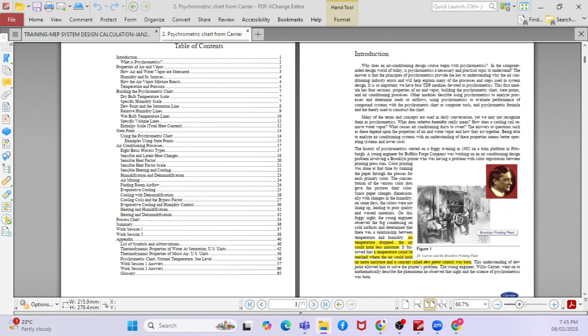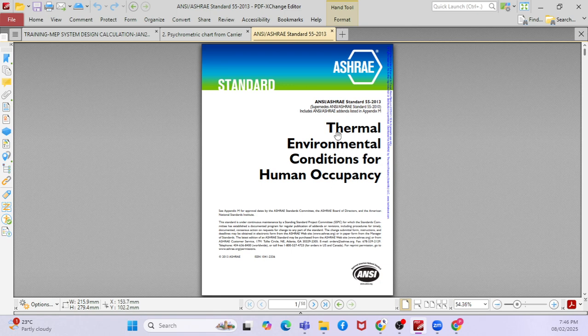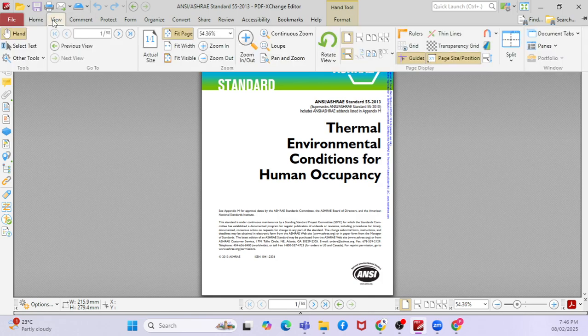Say for example, if you talk about ASHRAE 55, can you see here, thermal environmental conditions for human occupancy? This is what we will be referring to. You can see it right now.